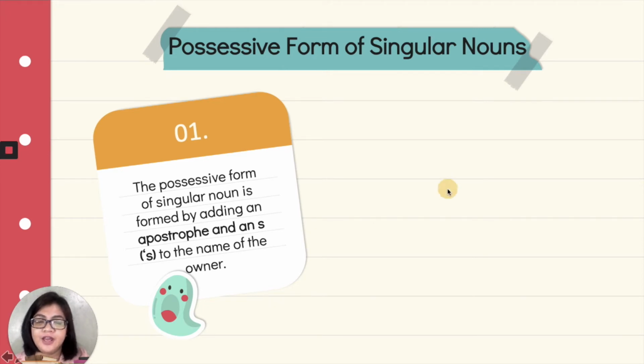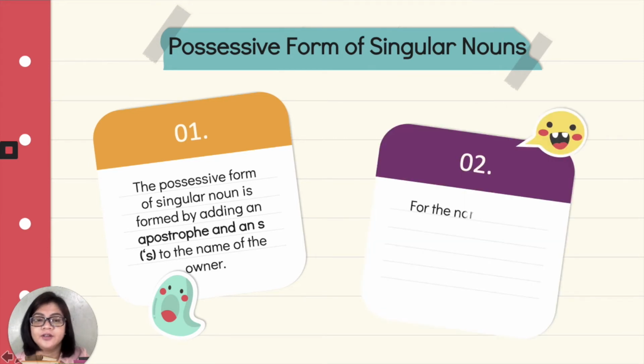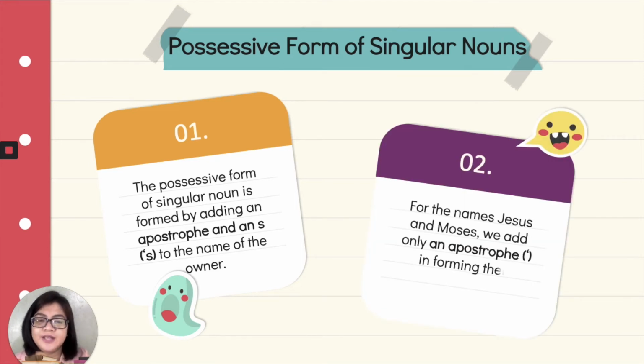The second thing that you have to remember: for the names Jesus and Moses, we add only an apostrophe in forming their possessive. Why do we only add an apostrophe and not S? The name Jesus already ends with the letter S, so you just add the apostrophe. It is the same for the name Moses, which also ends with the letter S. You just add an apostrophe if you're going to talk about the things that Moses owns. So let's have some examples.